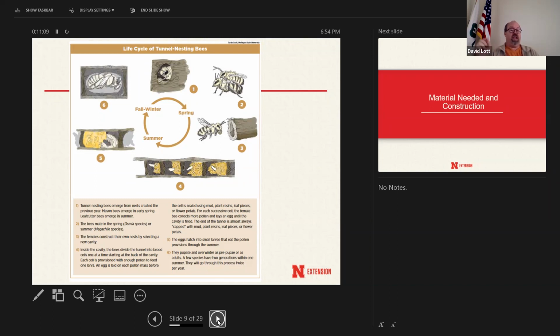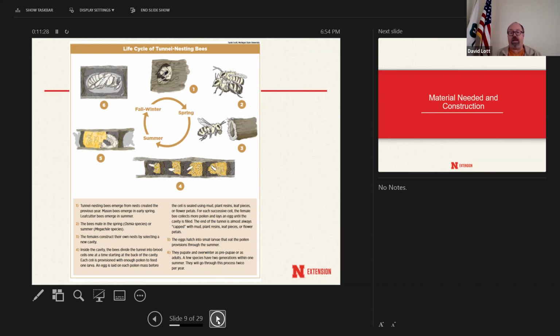So the last cells that are planted in there and capped off, the ones that emerge are your males, and they're going to be out. So it talks about that process. So you'll see them develop and chew their way out, and there you go. So the life cycle continues.